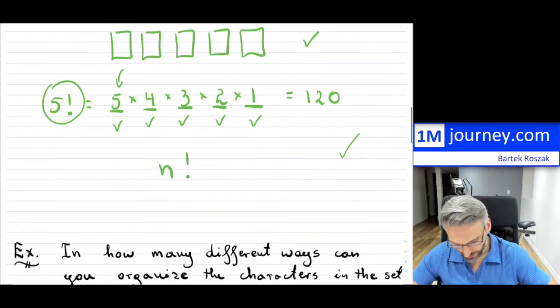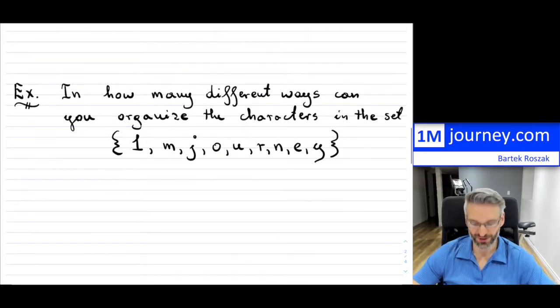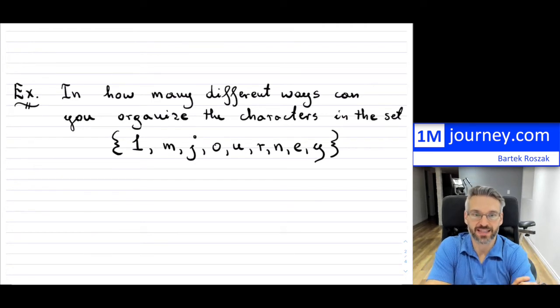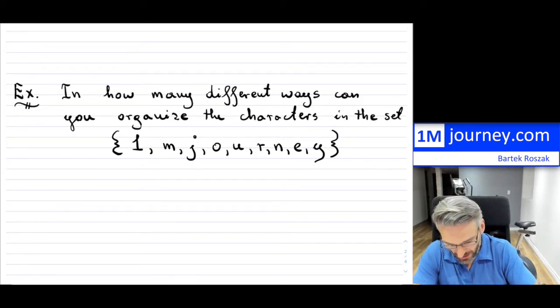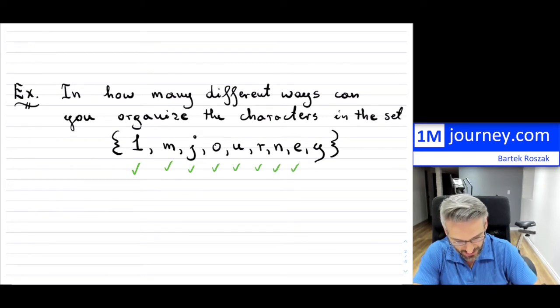Here's another example. This one's a little bit different, and it utilizes my site and the mission, so 1M journey. It says, in how many different ways can you organize the characters in the set? I'll give you those characters, and basically it spells out 1MJOURNEY. They're different characters. So how many of them do I have in here? Well, I have 1, 2, 3, 4, 5, 6, 7, 8, 9.